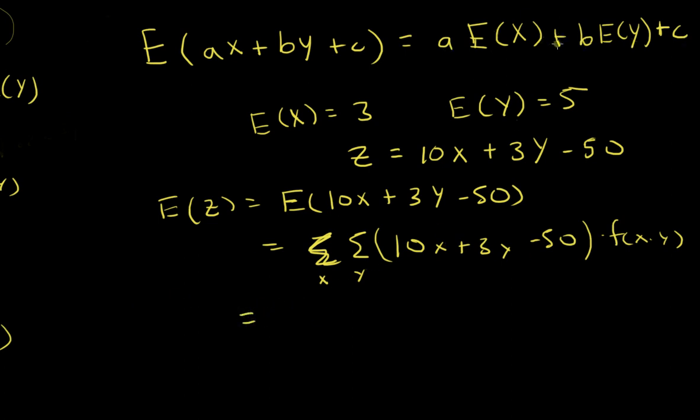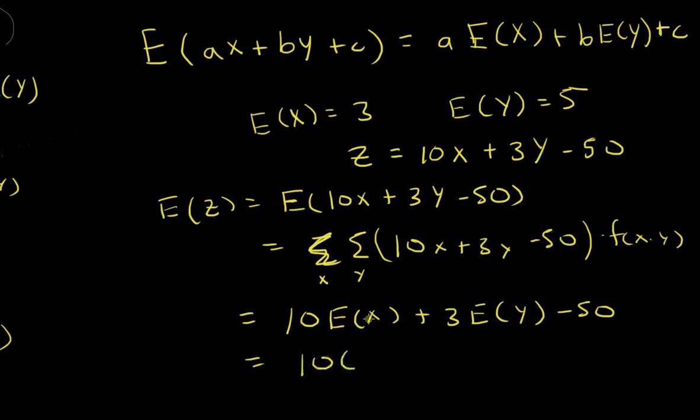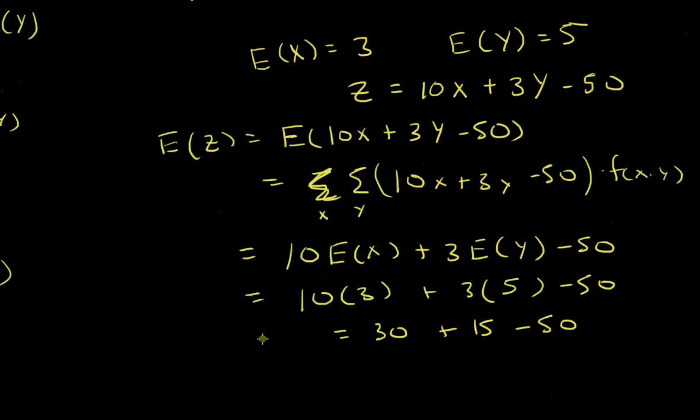Rather, let's use this property. So this will then be 10 times the expected value of x plus 3 times the expected value of y minus 50. So this is 10 times 3 plus 3 times 5 minus 50. 30 plus 15 minus 50. This is 45 minus 50, which is negative 5.